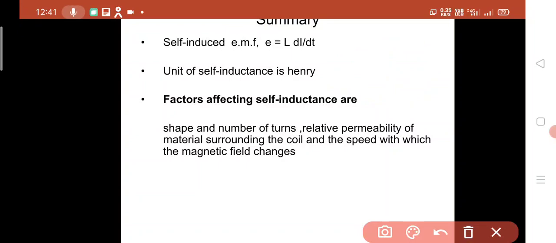Next point, the factors affecting self-inductance are the shape and number of turns, the relative permeability of the material surrounding the coil, and the speed with which the magnetic field changes.